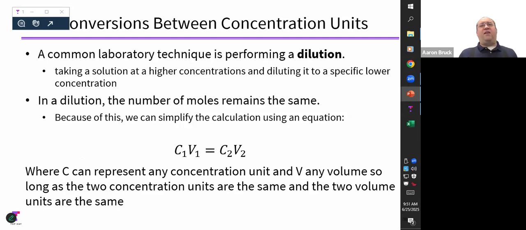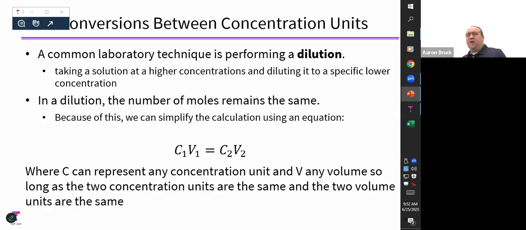So the other major kind of calculation that you have to do with concentrations is one that you're already quite familiar with, and that is the dilution. Just as a reminder, the dilution equation is C1V1 equals C2V2. This works mainly because when we do a dilution, the number of moles does not change. The central idea is that the solute does not change. We're just adding more water.